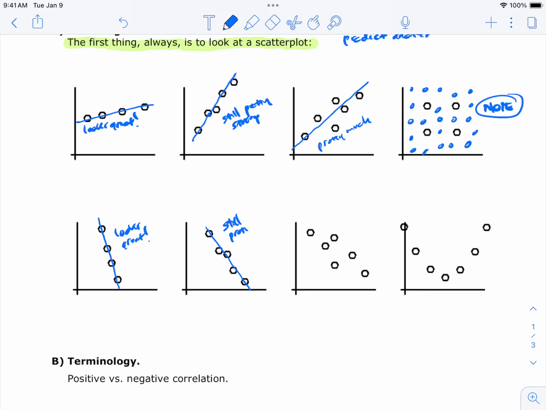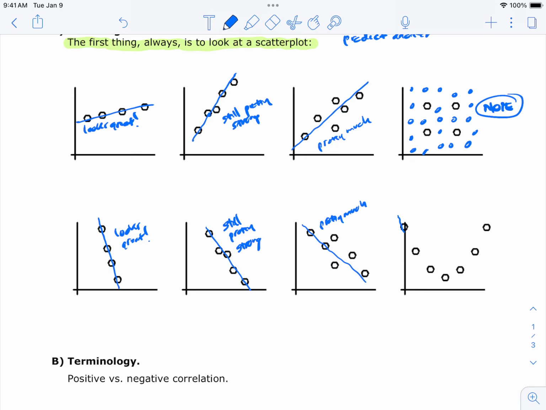Again, it's going down instead of up, but we don't care. It's just, are they on a line? That's the only question. And here, pretty much, right? You know, pretty much. So there can be strengths associated with how strong is the linear correlation. If they all line up, oh boy, that's a strong correlation. If they don't, it might still be a correlation. If they don't line up, like over here, then no way.